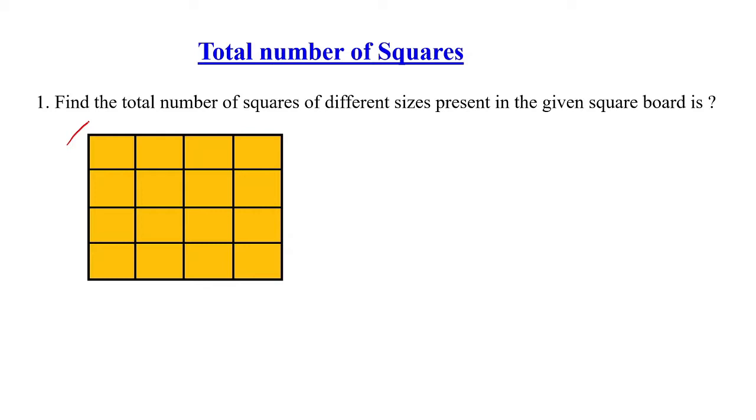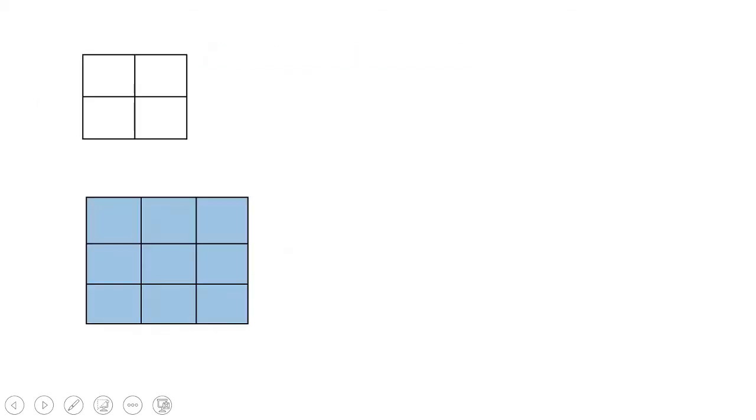In this square board, how many rows are there? 4 rows. And how many columns are there? 4 columns. So here this is a 4 by 4 square grid, 4 rows and 4 columns. So you should find out the number of squares present in this square board, same sizes and different sizes, total number of squares. Before discussing this question, first of all, take a simple example.